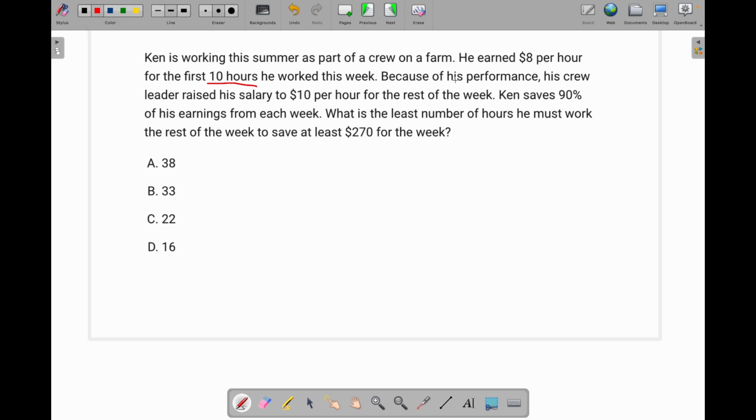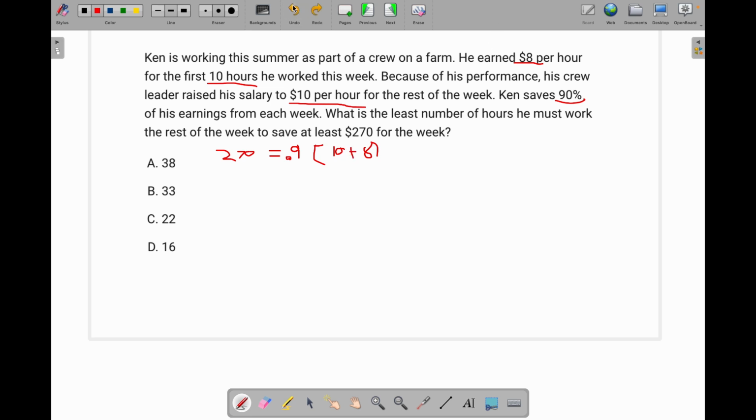First 10 hours, he earns $8 per hour. He gets a raise now, and he works $10 per hour for the rest of the week, and he saves 90% of it. And he wants to save 270. So 270 is our main goal from taking 90% of our hourly rates. So $10 per hour plus that $8 per hour. This isn't the proper equation, just view there as being some rates here.